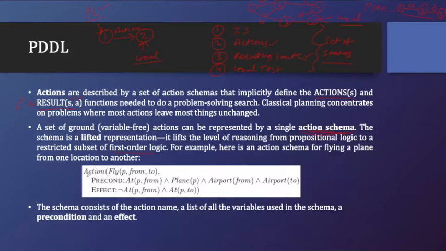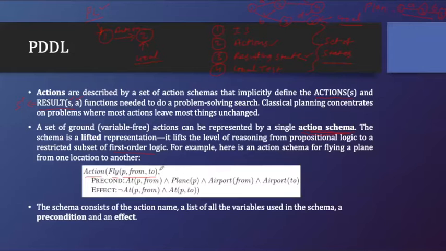What is that action? The action is the fly action. In the fly action, we have some variables P, from, and to. It says that plane P will fly from one airport to another airport. So the plane is flying from one airport to another airport.